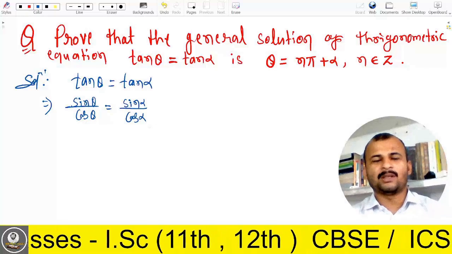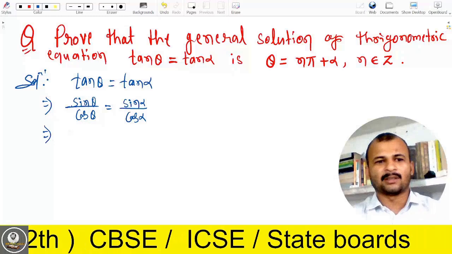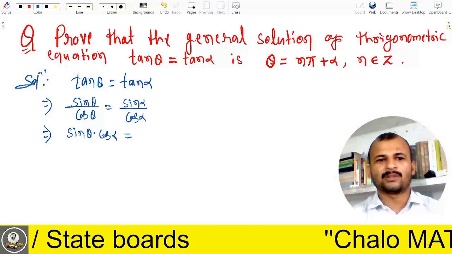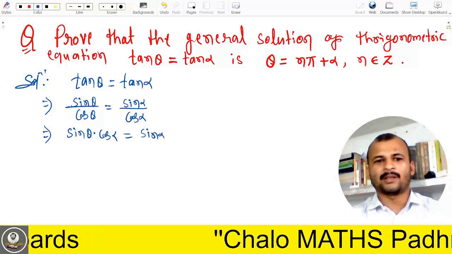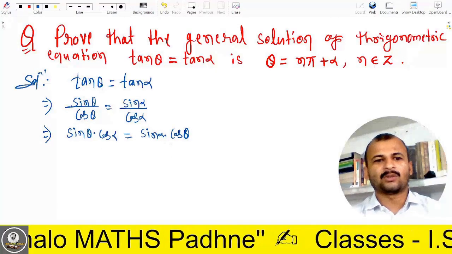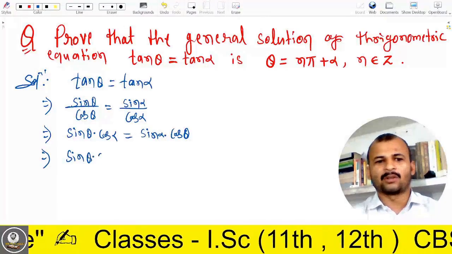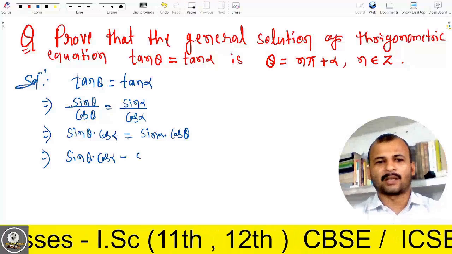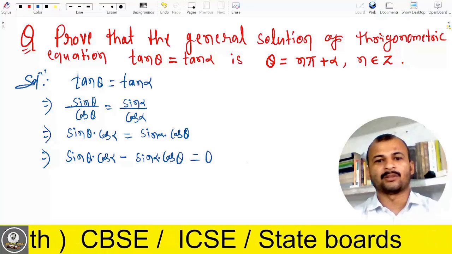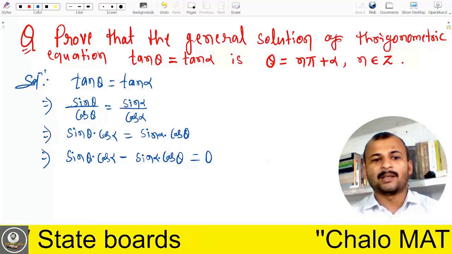Okay. Now we cross multiply, and thus we get here sine theta into cos alpha, and this is equal to sine alpha into cos theta. Okay, now take the two terms in the left hand side, then we get here sine theta into cos alpha minus sine alpha into cos theta, and this is equal to 0.